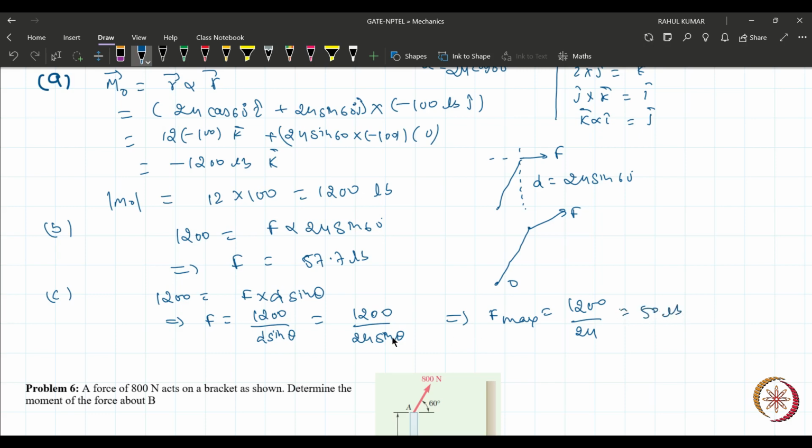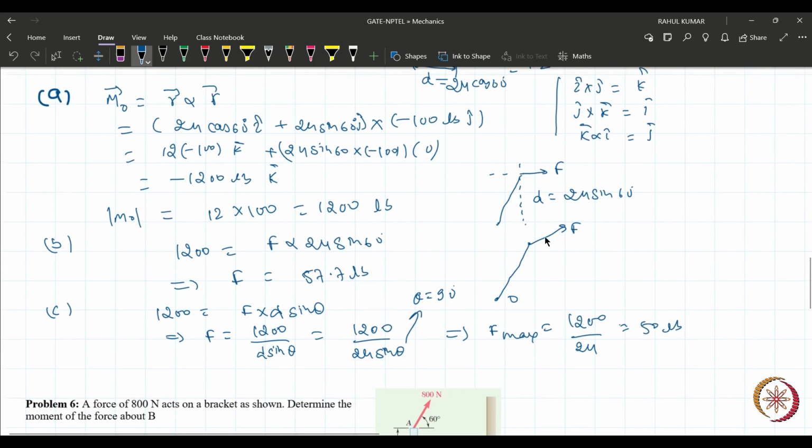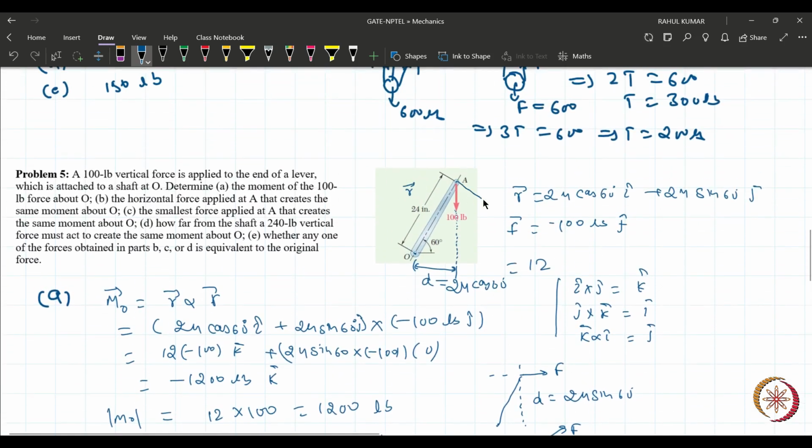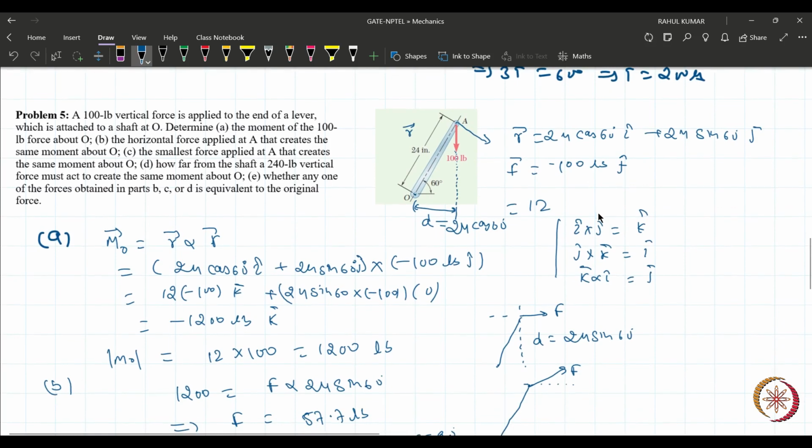That is nothing but 50 lb. And you can see that theta must be 90 degrees. It means this force must be like this. Since F is inversely proportional to that, this is when we get the maximum value of moment per unit force, I mean the minimum value of F. Now, any doubt here?